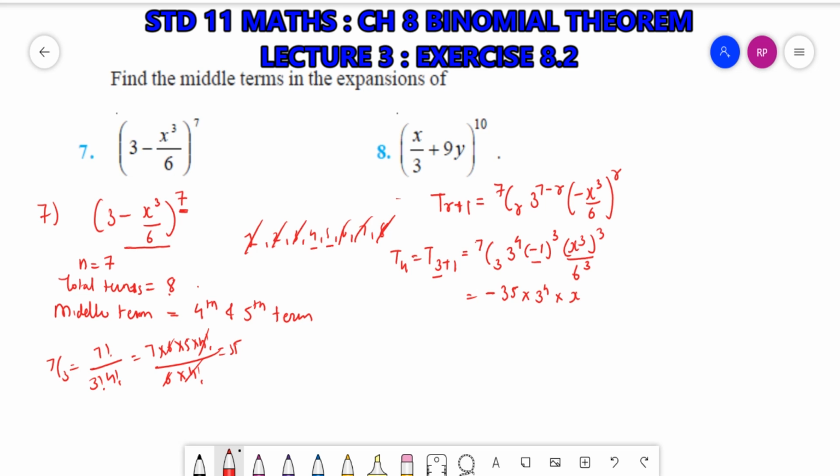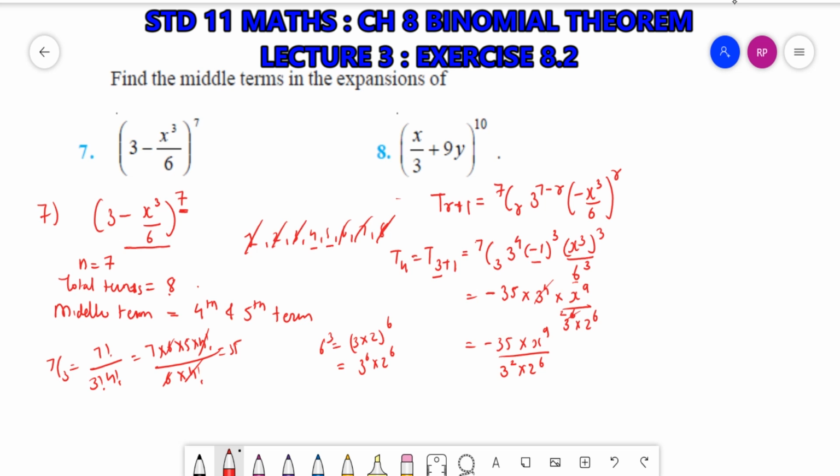3 raised to 4 into x cube and 3. So x raised to 9. Okay, now 6 raised to 3, I can write it as 3 into 2 raised to 6. So this will be 3 raised to 6 into 2 raised to 6. So minus 35 into, now 3 raised to 4 in the numerator and denominator will be 3 square. X raised to 9 upon 3 square into 2 raised to 6.